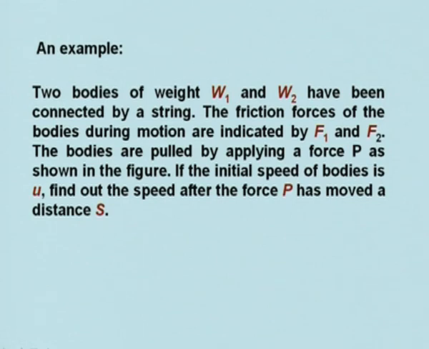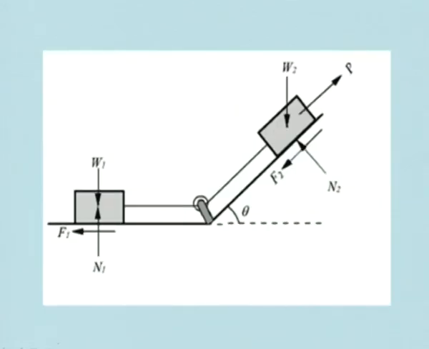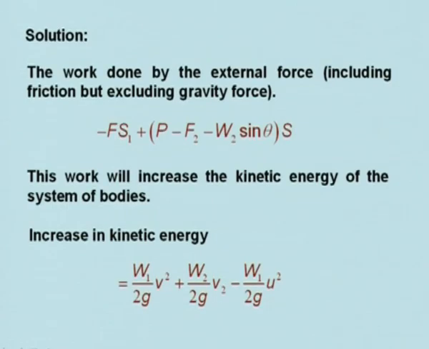Two bodies of weight W1 and W2 have been connected by a string. This one, you can read, and then this one is being pulled here and there is a friction force also acting. So, the work done by the external forces including friction, but excluding gravity force, is minus F s1 plus P minus F2 minus W2 sin theta into S. This work will increase the kinetic energy of the system.